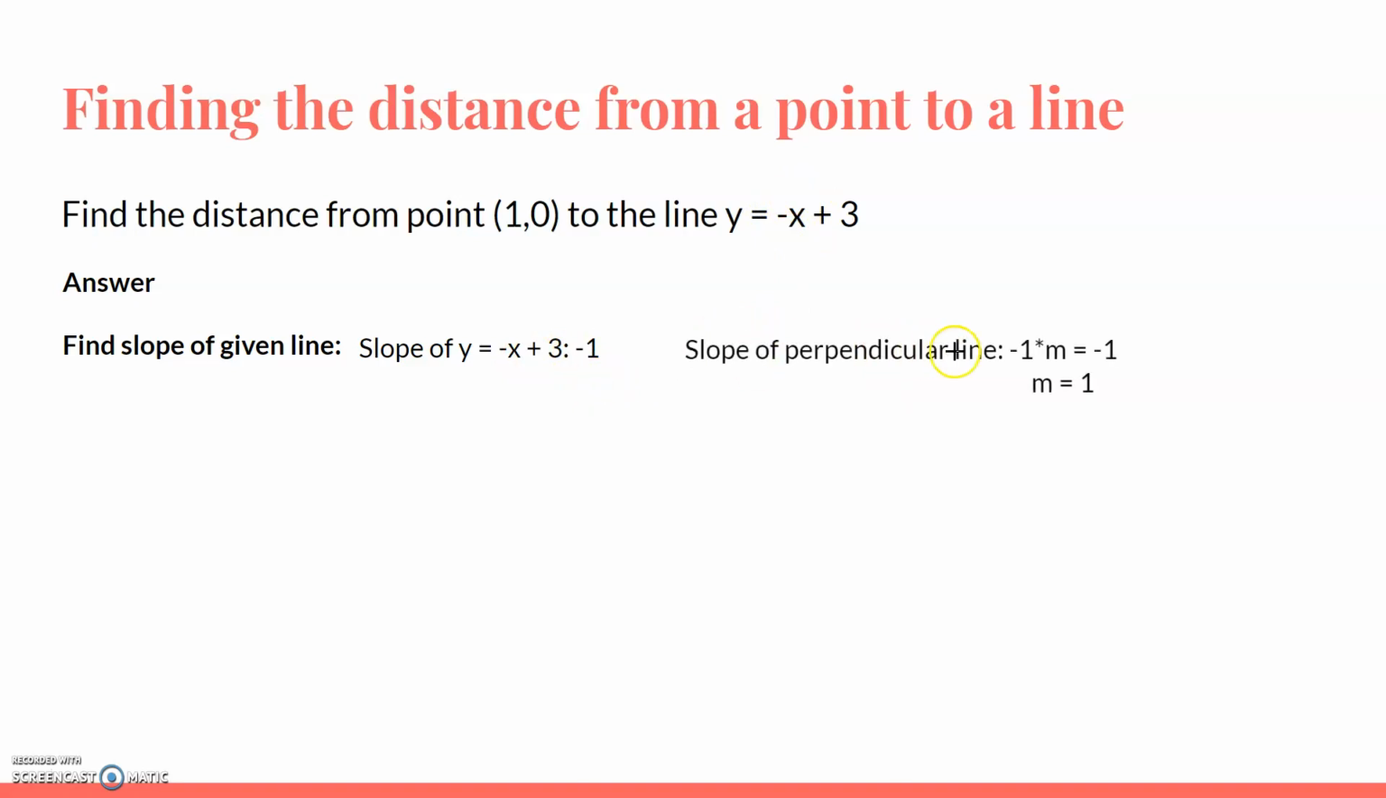Now we need to find the slope of a perpendicular line. -1 times m is equal to -1. What gives us that product of -1? That's going to be the 1. The slope of the new line is going to be 1.